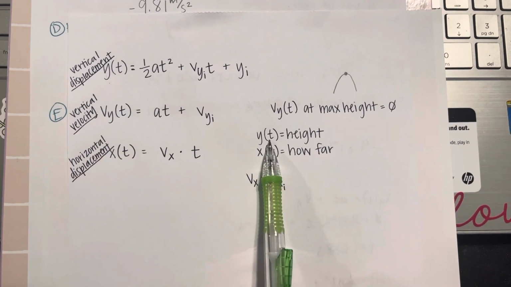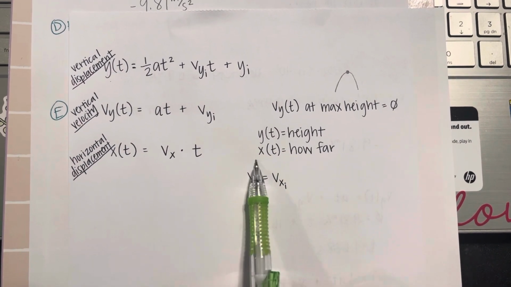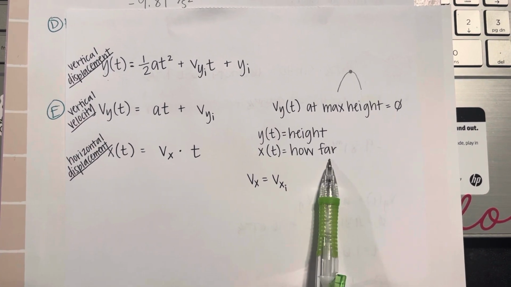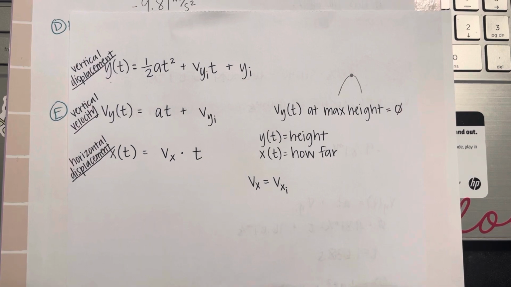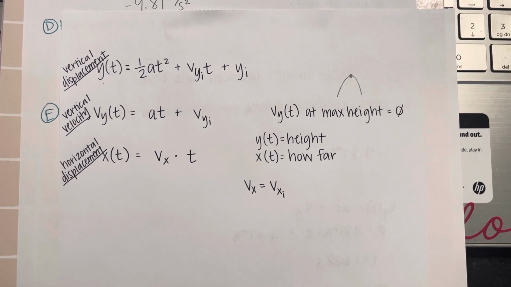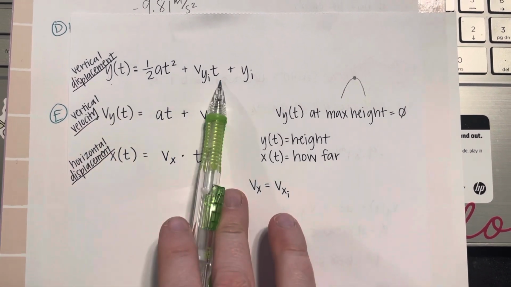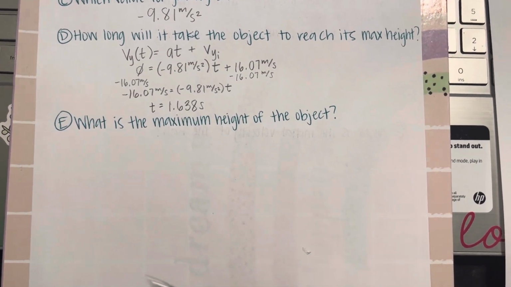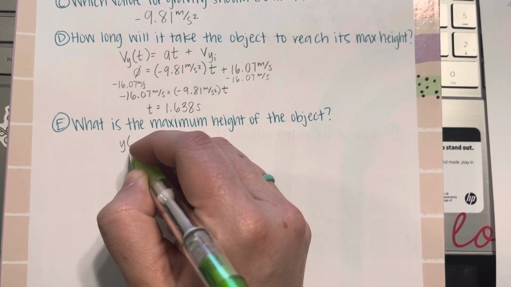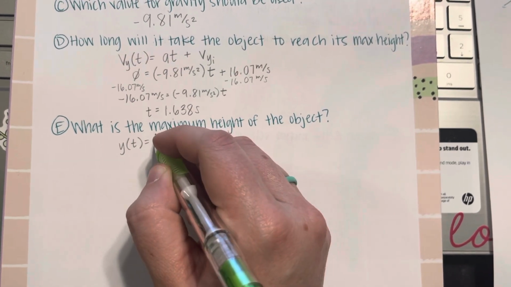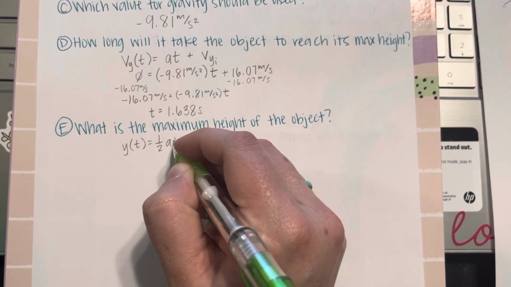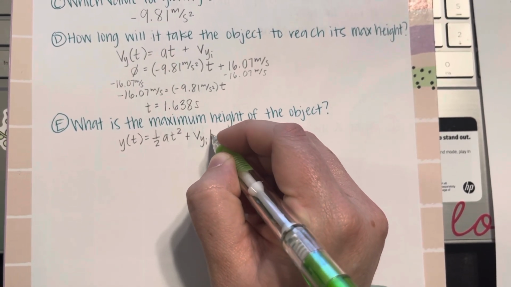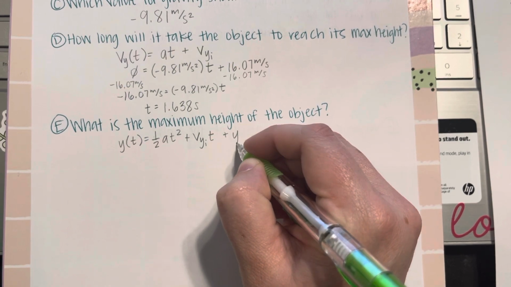Okay, so remember, y of t is going to give you some kind of height. X of t is telling you how far it's going, like how far horizontally it's going or how far forward it's going. So I'm going to go ahead and copy this vertical displacement formula, and then I will plug in the things that I have for that. So y of t equals 1/2 AT squared plus VYI times t plus YI.